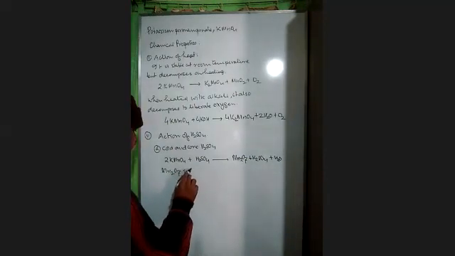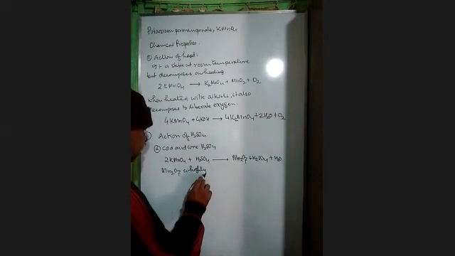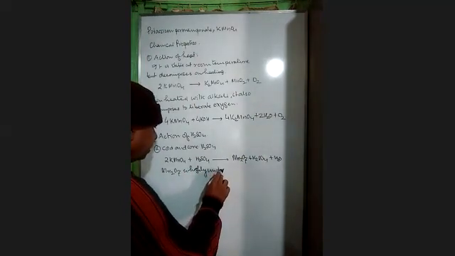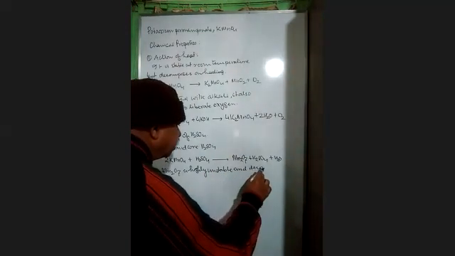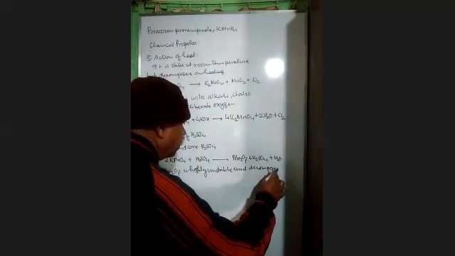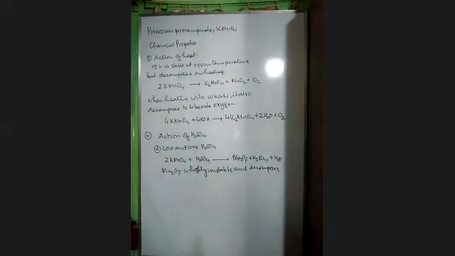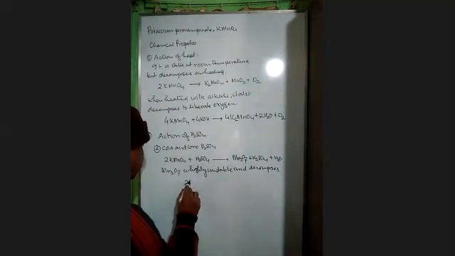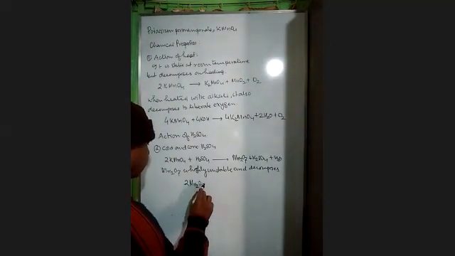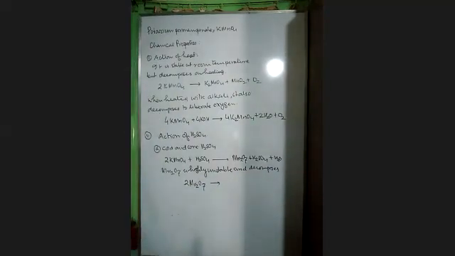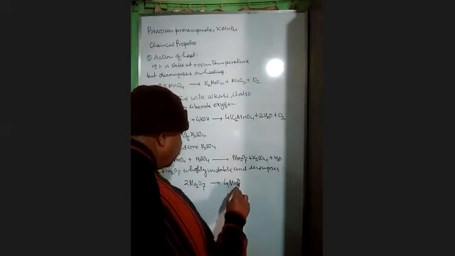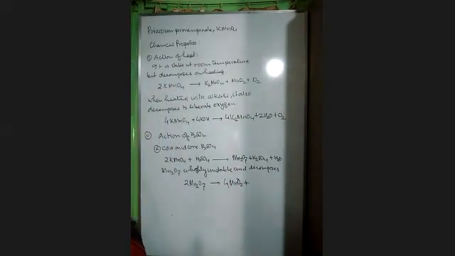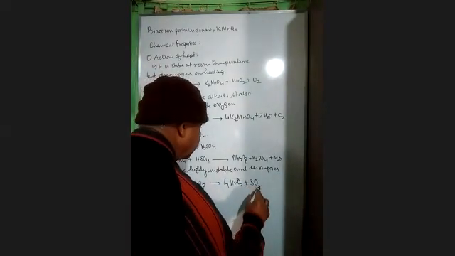Mn2O7 is highly unstable and decomposes to give you 4 MnO2 plus 3O2.